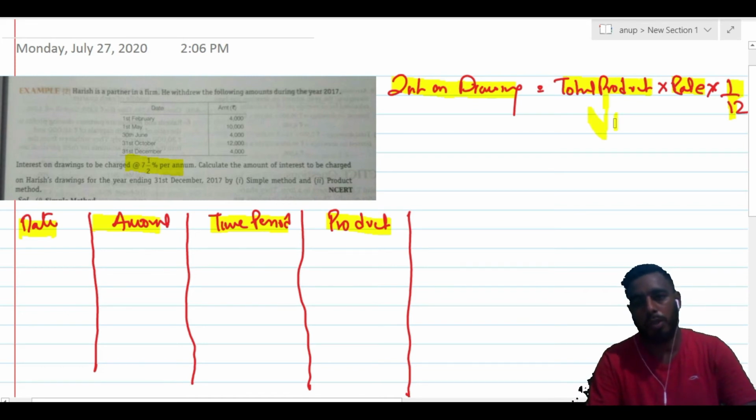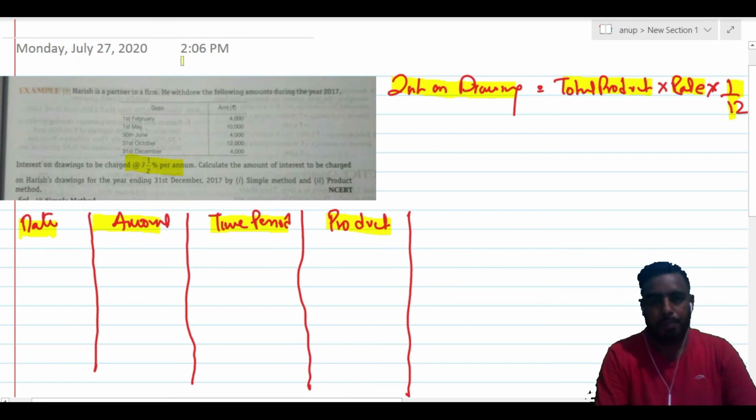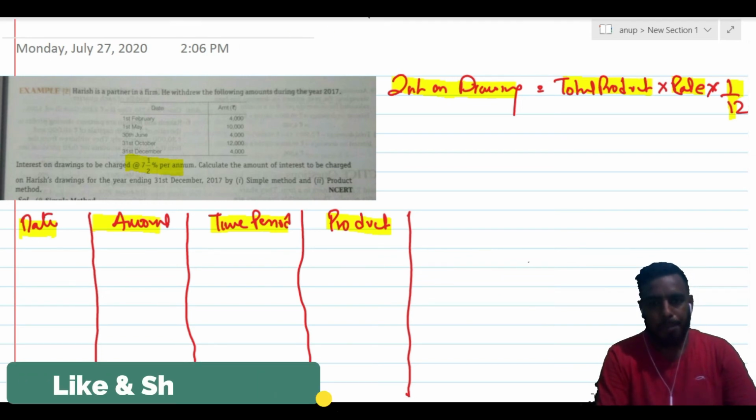In order to find total product, we need to make this format, or we need to make this schedule. And under this schedule we will find the total product. Once we find the total product, we will place the value of total product here, and we will find the interest on drawing at the end. Okay, so let us start finding the total product.